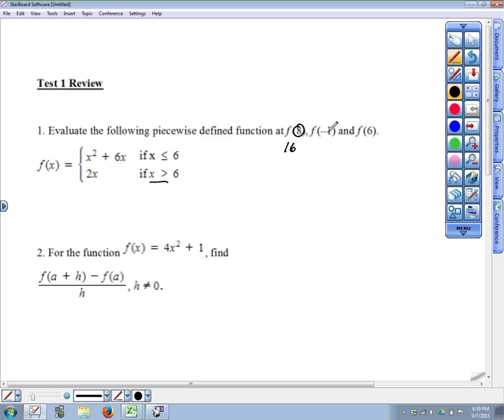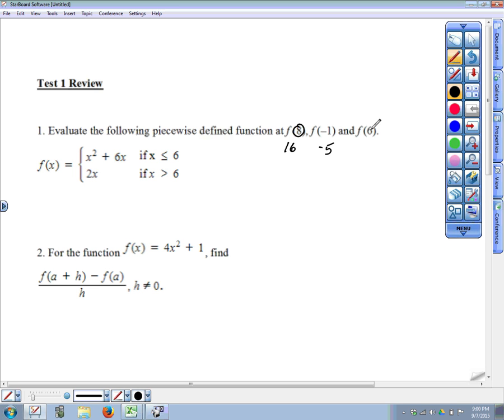For the next one, f of -1 would fit into this piece, since x is less than or equal to 6. So you take a -1 and place it into the top piece. -1 squared is 1. 6 times -1 is -6. 1 plus -6 is -5.